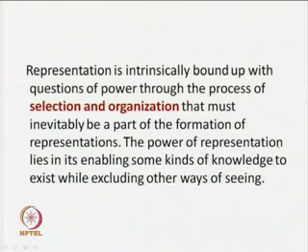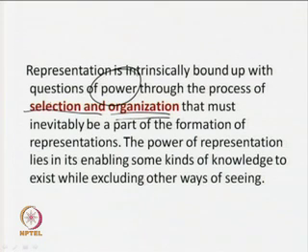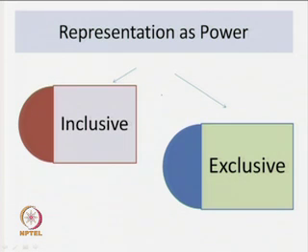Next, we saw this again by Barker, that representation is a matter of selection and organization. We select things, we select what to represent. It is often held that it is well nigh impossible to represent things in their totality. So, what inheres in the whole process of representation, as shown by Barker and several other critics, is that there are questions of power which determine the selection and organization. Now, we read here selection and organization that must inevitably be a part of the formation of representations. Therefore, as we see here, representation as power entails both inclusion and exclusion of aspects of things.